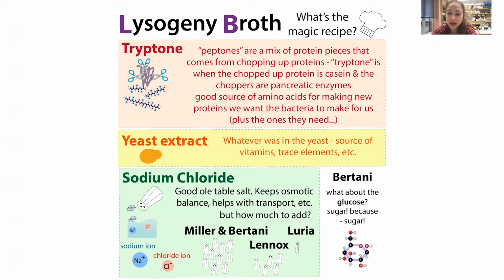This has sodium chloride, and here you'll see some differences in various formulas for LB. Miller and Bertani have a ton of salt in there, like 10 grams per liter. Lennox is half of that, 5 grams per liter, and Luria is only 0.5 grams per liter. Why this might matter is that if you're working with a salt-sensitive antibiotic, you might want to use one of the lower salt formulas. As well as for other purposes, there are reasons why you wouldn't want a high or a low amount of salt.